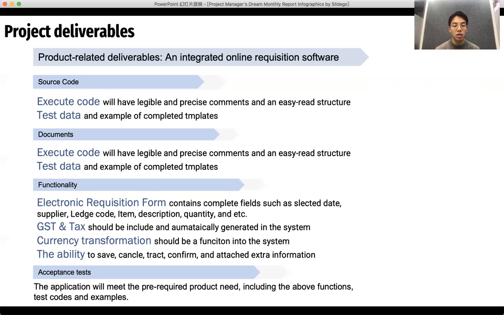And the functionality also includes the GST and tax calculation, and the currency transformation, meaning that any foreign currency would finally be transferred into Australian dollars. And also the ability to save, cancel, check, confirm, and attach extra information during the whole process of the requisition system. And the last product deliverable is the acceptance tests.